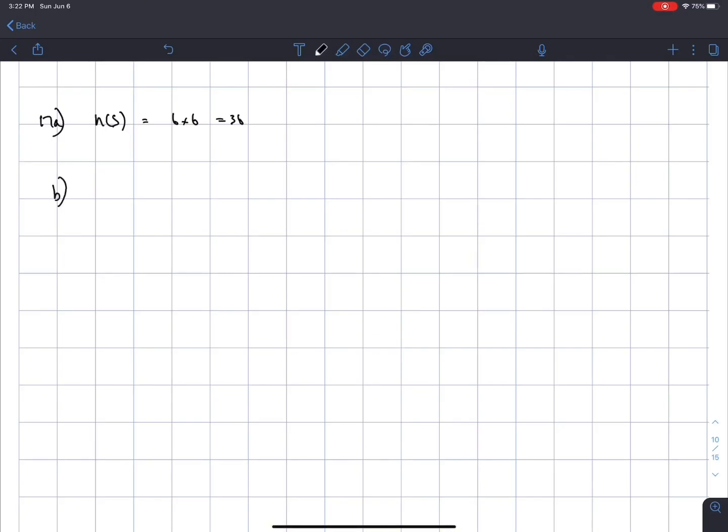The number of black equals the number of white, so that's your doubles. That's the probability of 1, 1, plus 2, 2, 3, 3, 4, 4, 5, 5, and 6, 6. So that would just be 6 out of 36 or 1 out of 6.